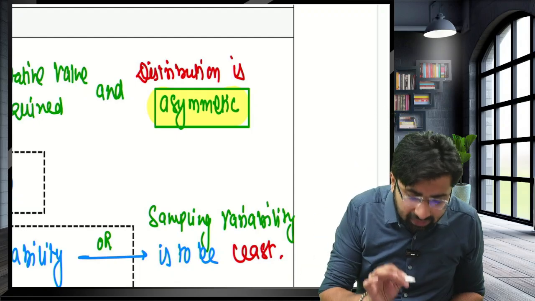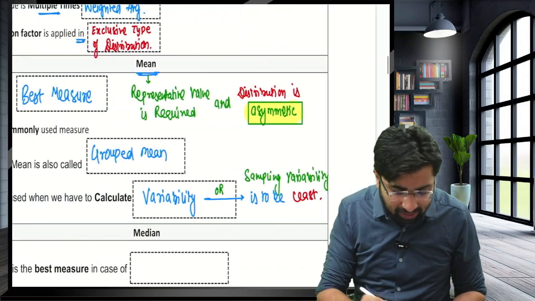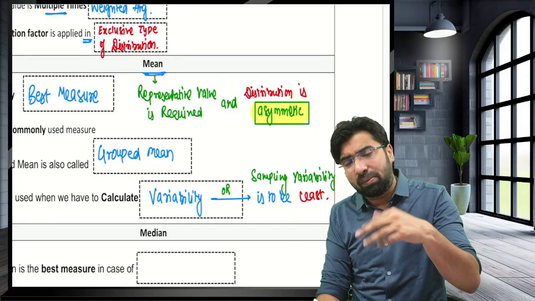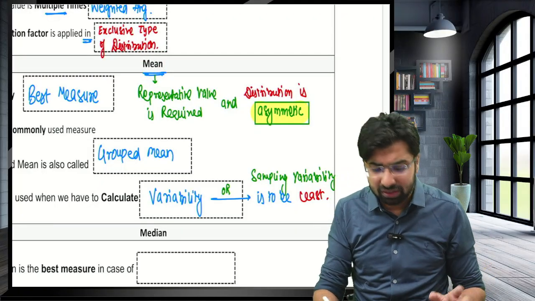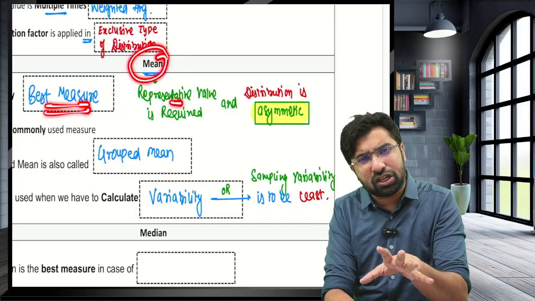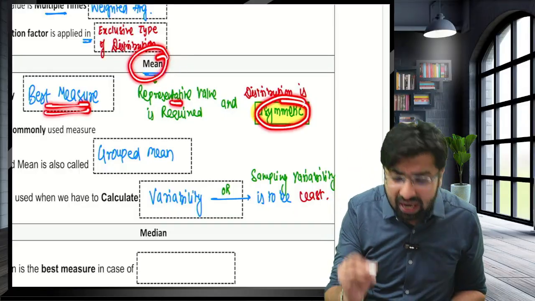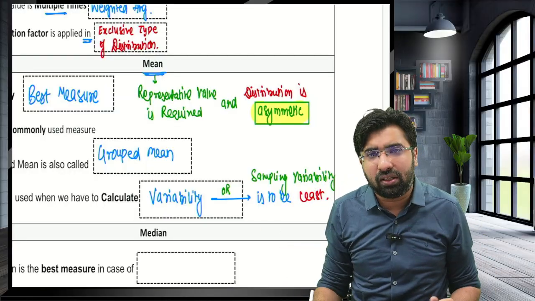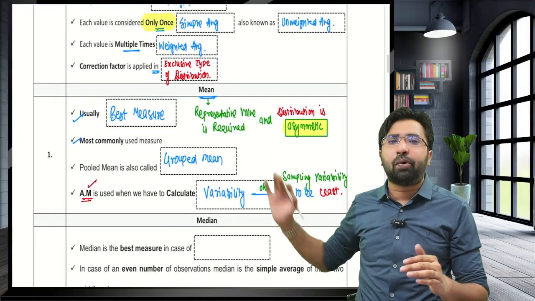So I will calculate the measure of central tendency, the mean, when the data is asymmetric. If the data is symmetric, I don't need to calculate anything. So we calculate mean usually when we want a representative value, and at the same time, when the data is asymmetric. If the data is symmetric, I don't need to calculate anything. And here we are done with a few points for the mean.